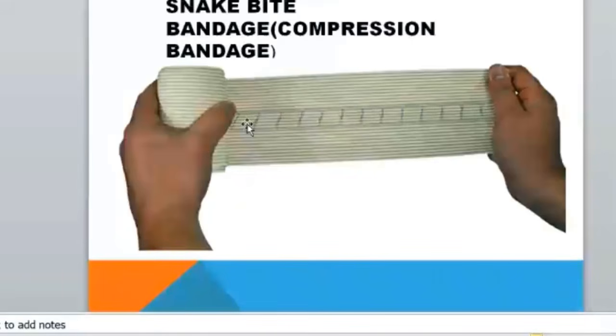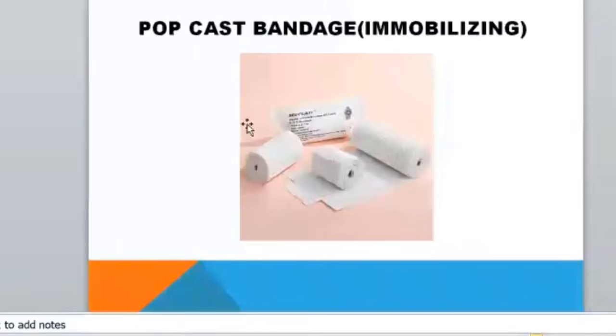Now, this is another type, the POP cast bandage. That's an example of immobilizing. A lot of us have seen this, especially orthopedic nurses, so this will not be a problem. Can we see this POP bandage? Immobilizing. Yeah, this is very common. We use it for casts. So it's also a type of bandage.